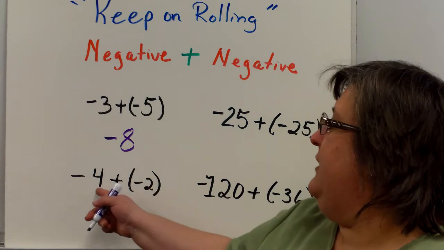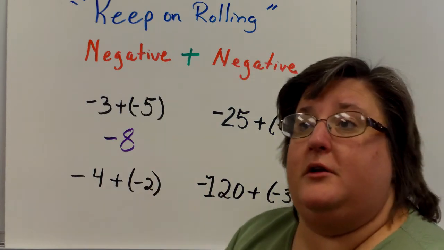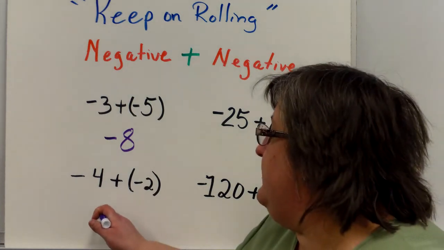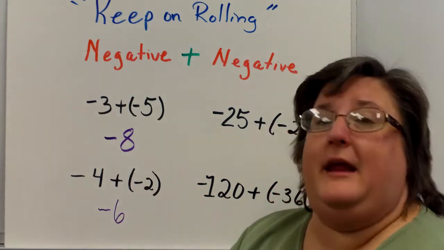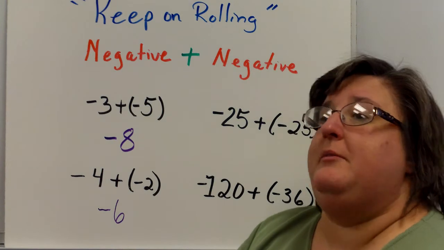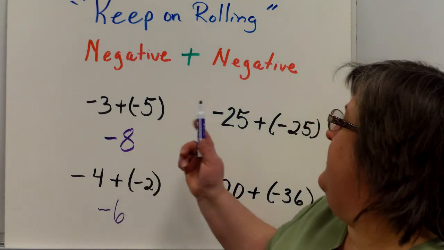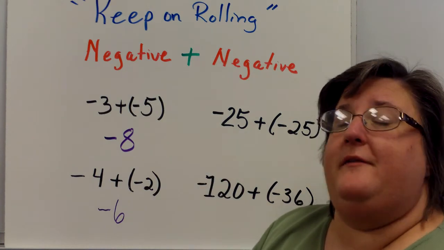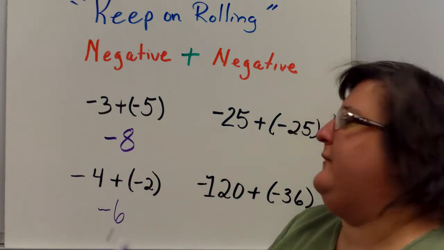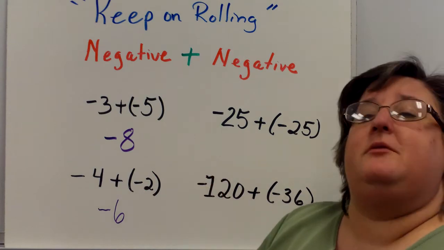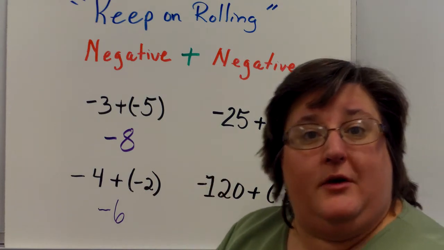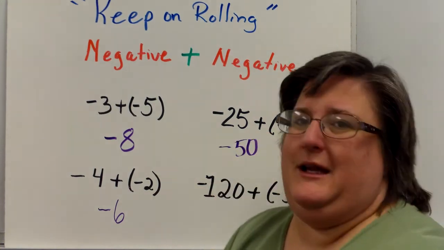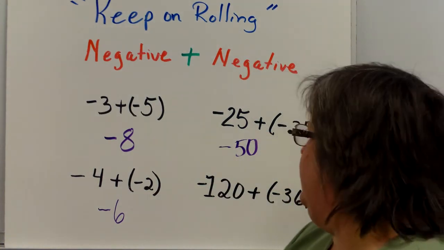If you owe somebody $4, and then you place a bet and you lose another 2, you are now at a -6. You sort of keep on rolling in that negative direction. Basically, whether these would both be a positive 25 or both be a negative 25, 25 plus 25 is 50, and it just so happens in this problem we're going in the other direction. We're losing money.